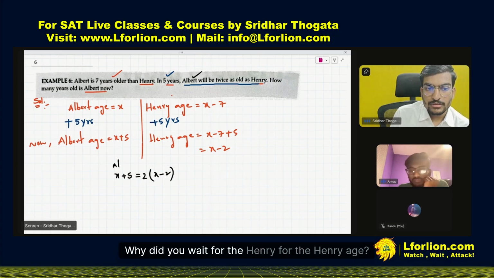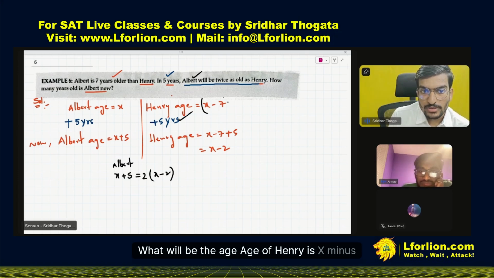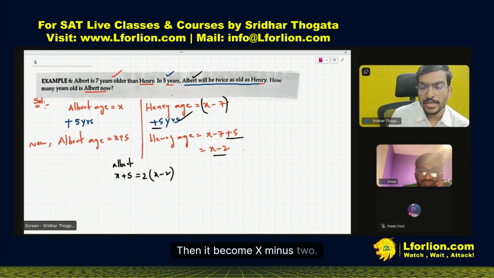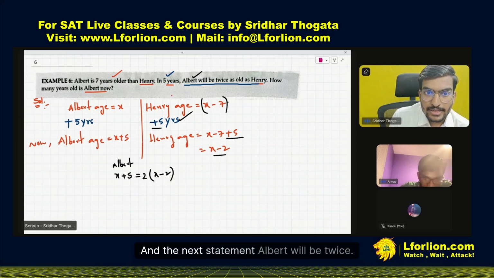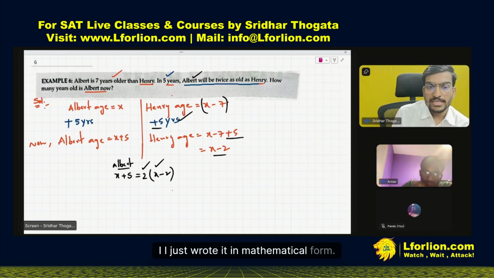Why did you wait for the Henry age? Why did you put x minus 2? After 5 years, what will be the age? Age of Henry is x minus 7. Then we are talking about after 5 years, so I added 5 years here. Then it becomes x minus 2. And next, Albert will be twice of Henry. I just wrote it in mathematical form.